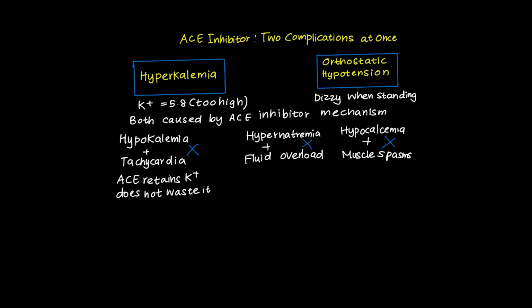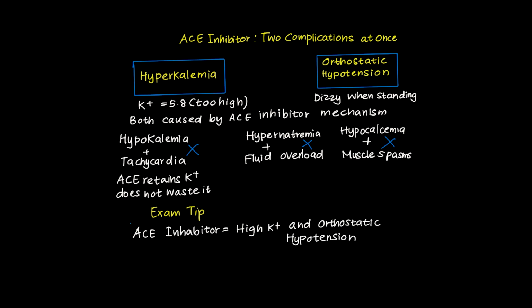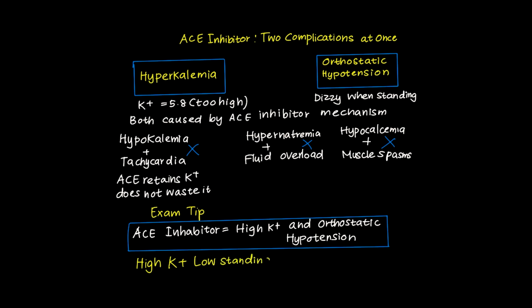Here is a WGU D441 OA exam tip for you. When a question pairs high potassium with positional dizziness on an ACE inhibitor, you are looking at hyperkalemia plus orthostatic hypotension. Both are expected complications of the drug. Quick recall hook: ACE equals high K plus low standing BP, potassium up, pressure down when standing.